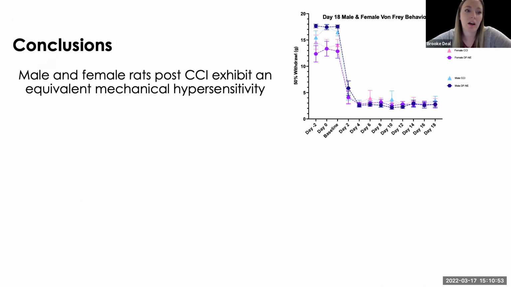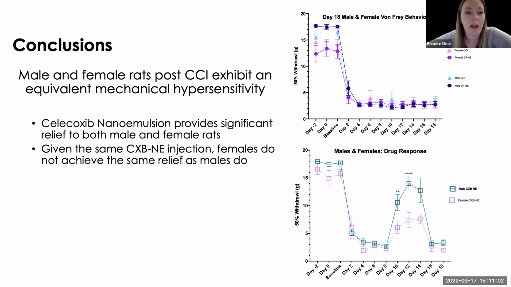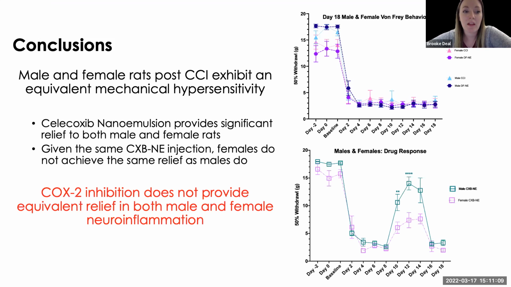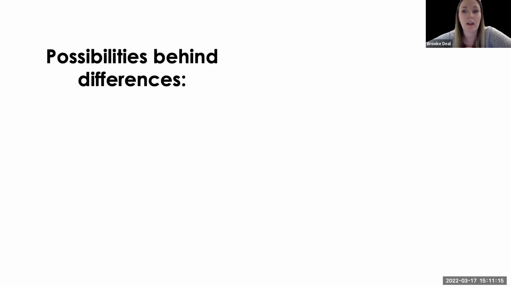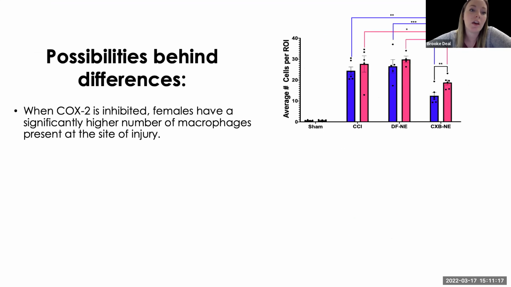So overall, I've been able to show you that male and female rats experience the equivalent mechanical hypersensitivity following chronic constriction injury, and that celecoxib nanoemulsion provides a significant relief to both males and females, but they're not the same. That COX-2 inhibition does not provide equivalent relief to the females as it does to the males. And some possibilities behind this difference could be that when COX-2 is inhibited, females have significantly more macrophages than males.